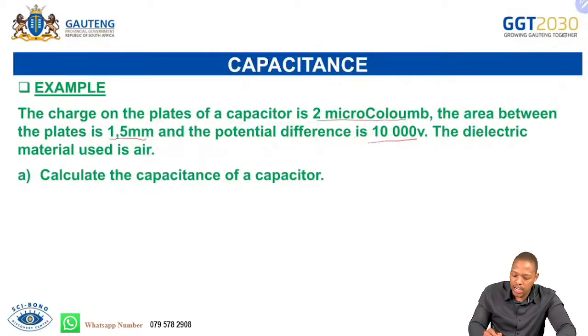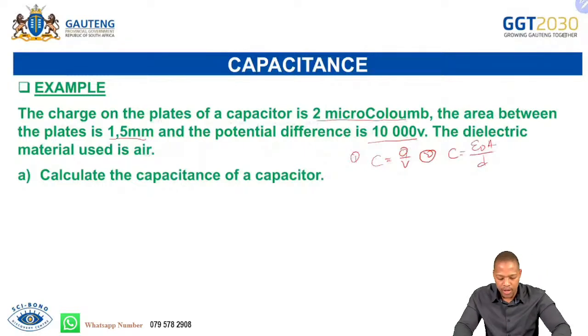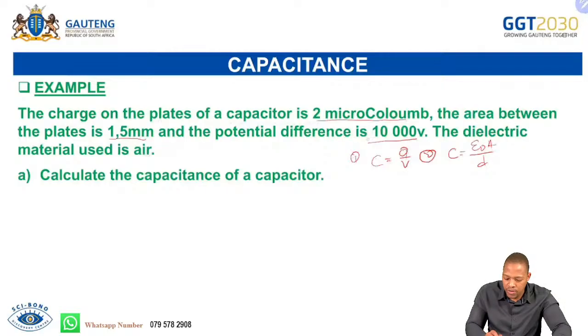Then you have to decide, am I using formula 1, C is equal to Q over V, or am I using formula 2, C is equal to epsilon naught A over D? What is going to tell me? What is given to me? Do I have a charge? I do. Do I have potential difference? Yes, I do. So it means for the potential difference, I need to use what?